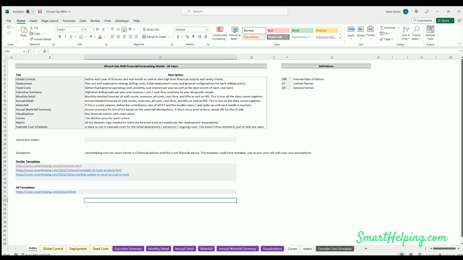This is smarthelping.com, and we're going to go over the oil and gas well financial forecasting model. It's a 20-year model. I'll go through each tab, explain how it works, and then you'll know how to use it.